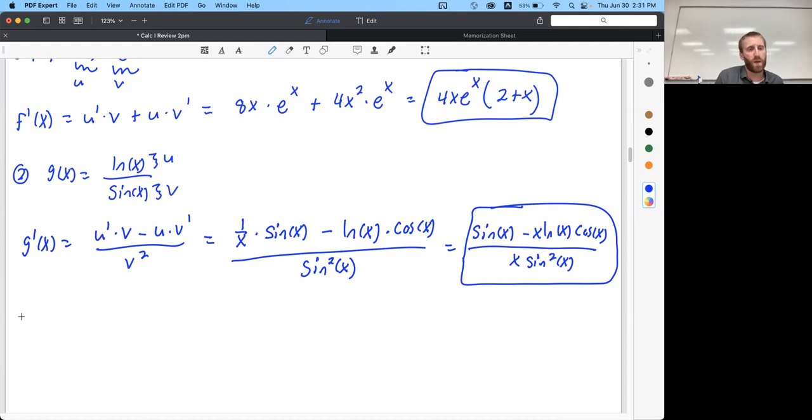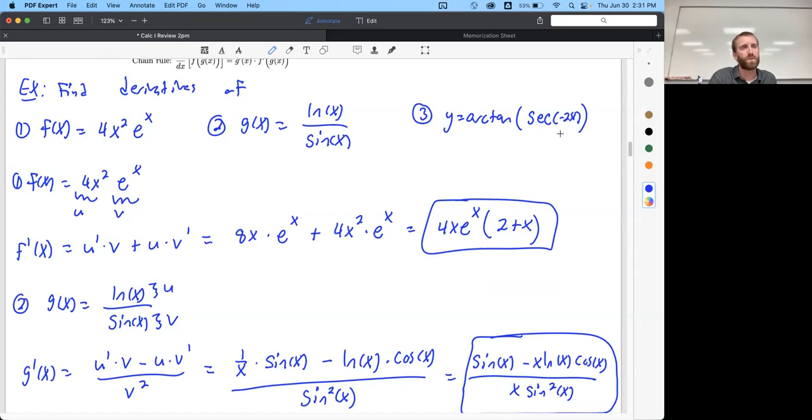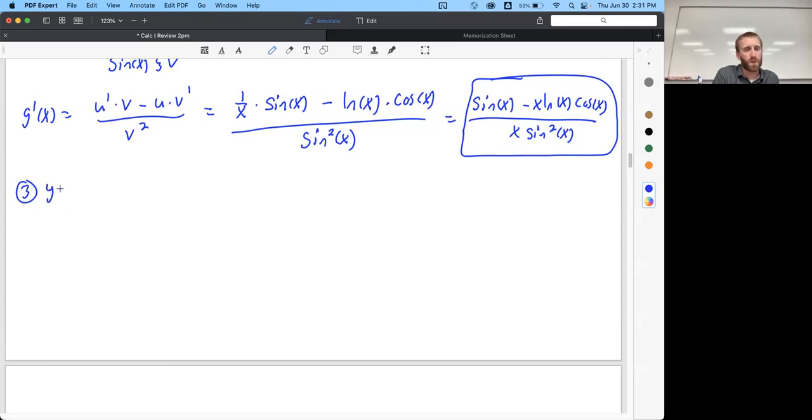Okay, and then we have that third one, which has a function inside of a function inside of another function. We have y equals the arctangent of the secant of negative 2x. And so this is going to be a chain rule.